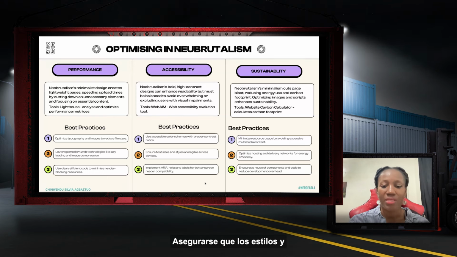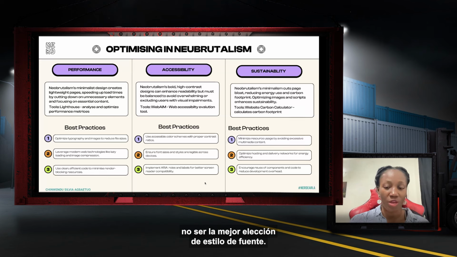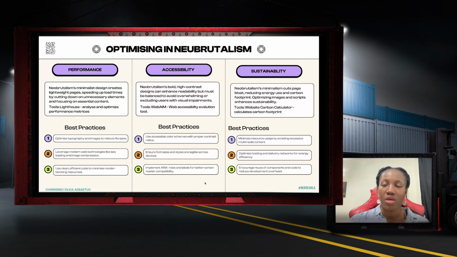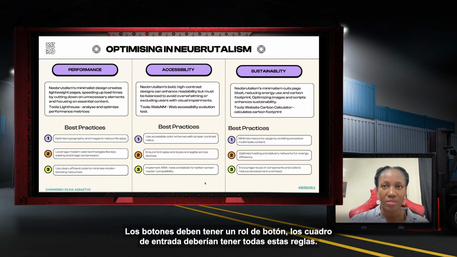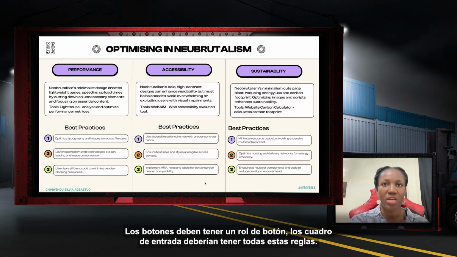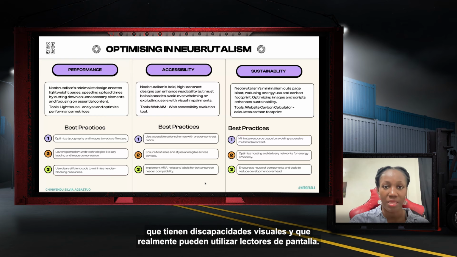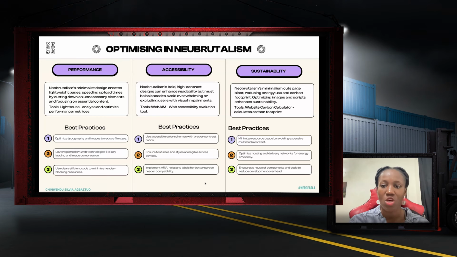Ensure font sizes and styles are legible across devices. Having italics all through your website might not be the best choice of a font style. Implement ARIA roles and labels. It's very important. Buttons should have a role as button, input boxes should have all of this role. This actually helps people who may not be able to look at your screen, who have visual impairments, and they can actually use screen readers.